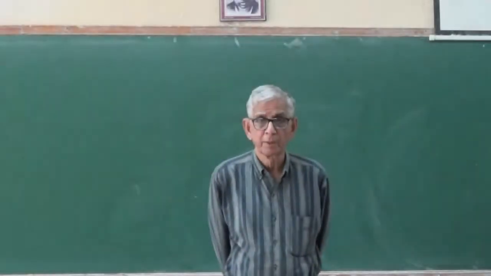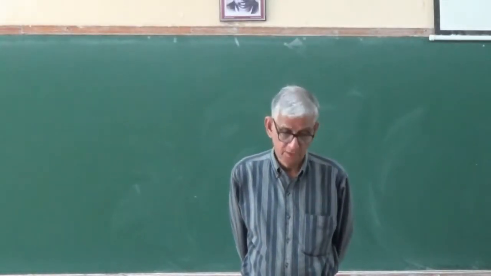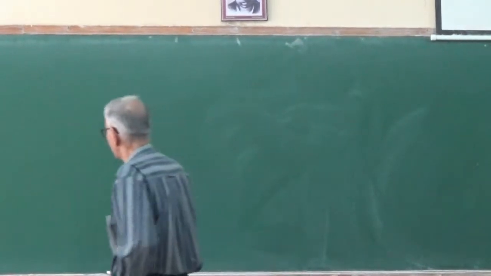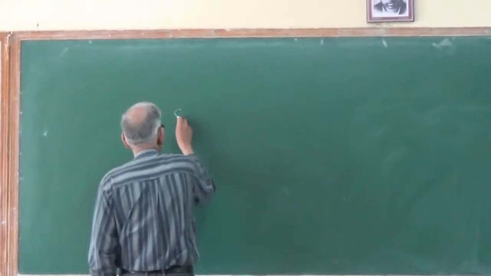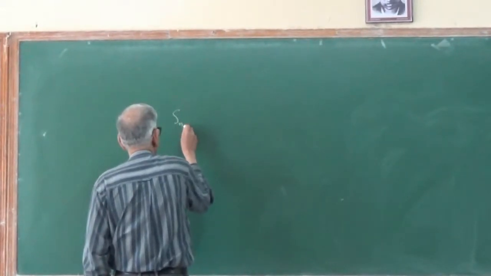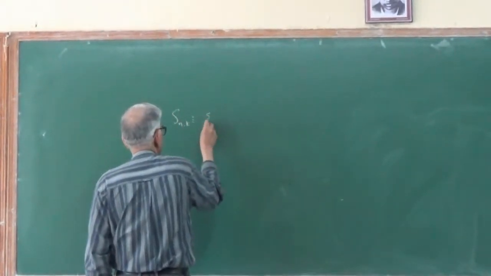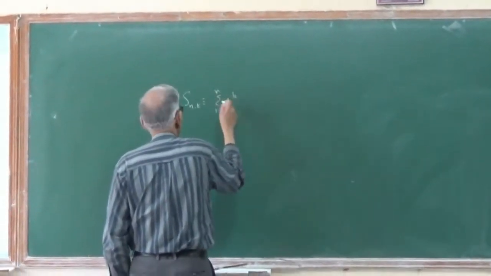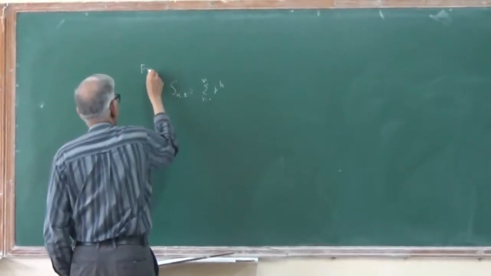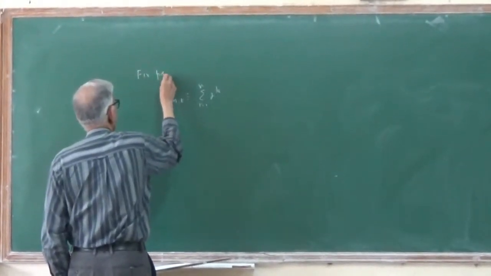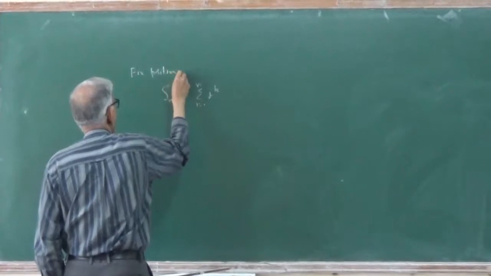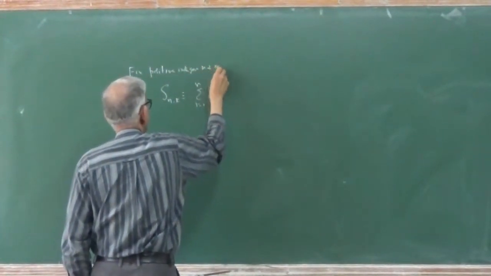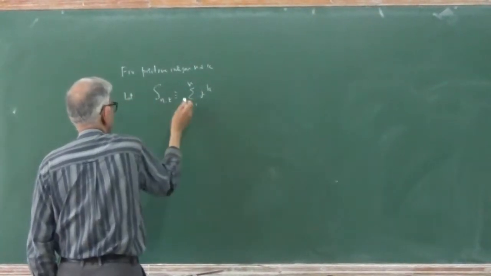So this talk is going to be on a polynomial formula for sums of powers of integers. For example, if we define S_n^k equal to the summation of j to the power k, j going from 1 to n, where you fix positive integers n and k, let S_n^k be this.